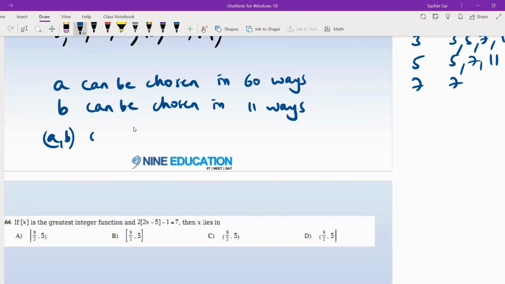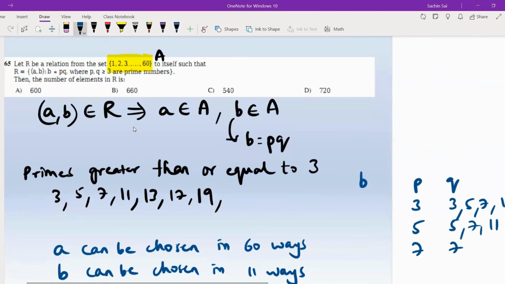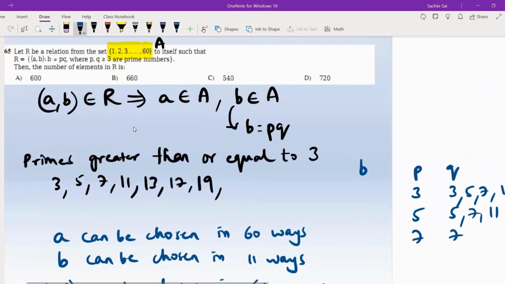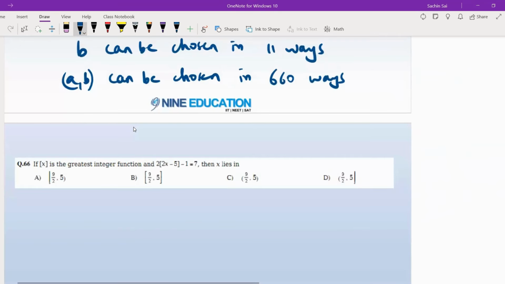So A comma B can be chosen in 660 ways, right? So that is this particular question. I think there's an element of permutations and combinations also to this. So that was question number 65.